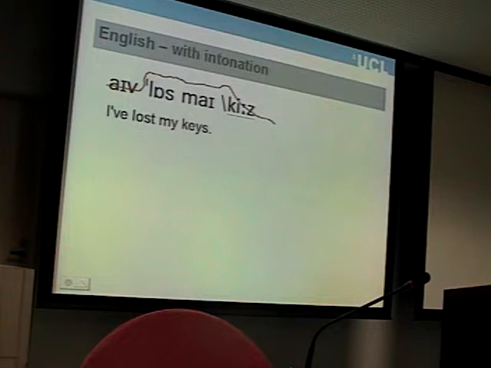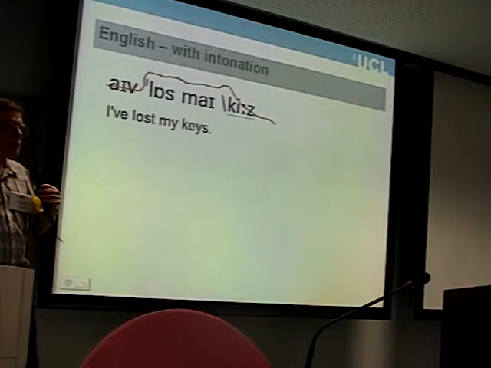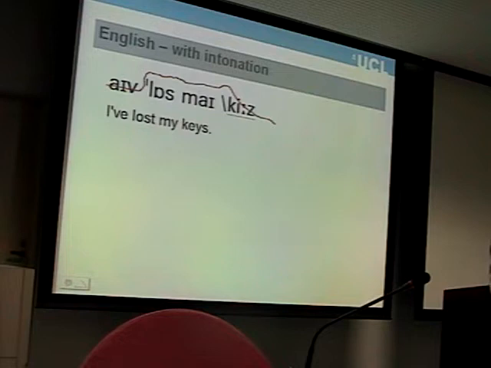How many stresses in this phrase? How many beats in the rhythm? You're always losing your keys. Well, there are three beats in the rhythm.